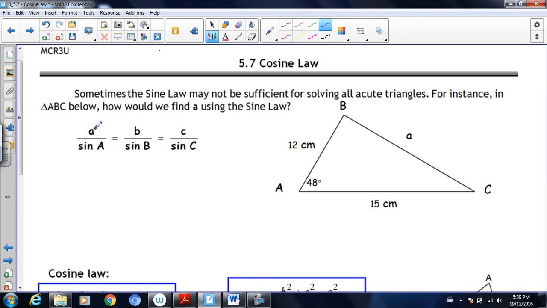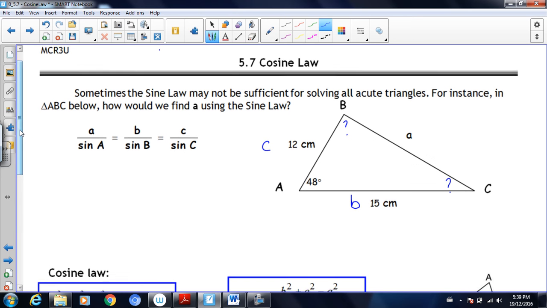If you have side A, you need angle A, or if you have side B, angle B, side C, angle C. So I have side A, I do not have angle A because that's what we're looking for. I do have side B, but I do not have angle B. And I do have side C, but I do not have angle C. So therefore, I do not have any side angle pair that can set up one ratio for me to do the sine law. So I cannot do the sine law. In this instance, I must use the cosine law.